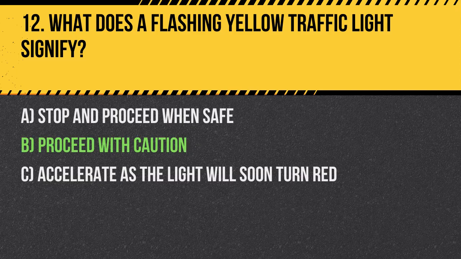Answer. B. Proceed with caution. A flashing yellow light advises vigilance and caution, allowing you to continue at a safe speed.